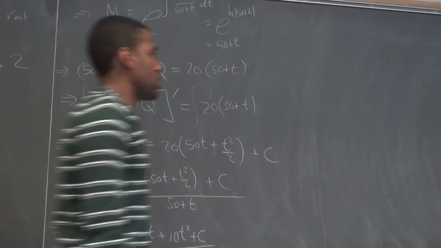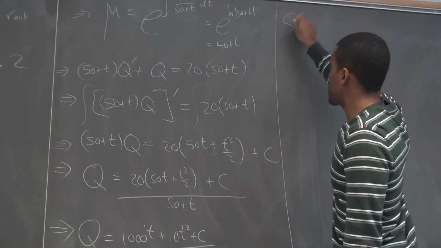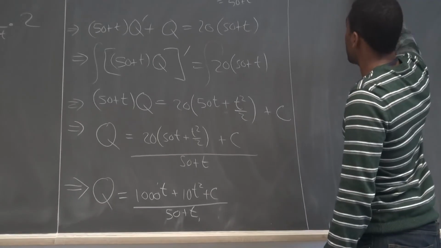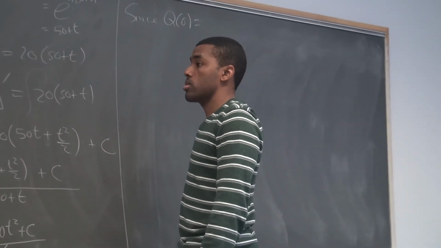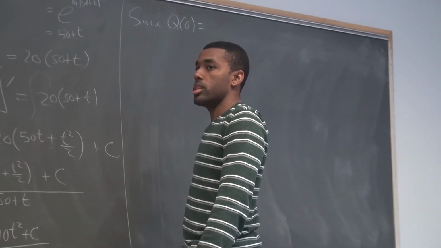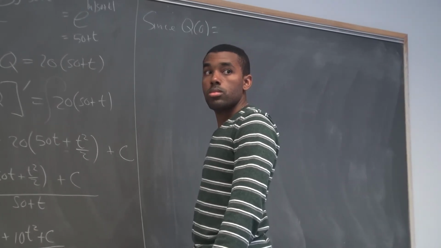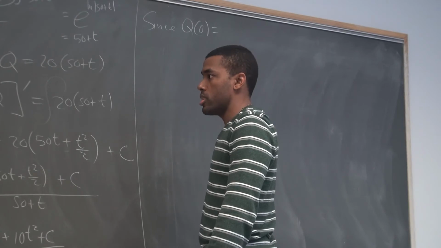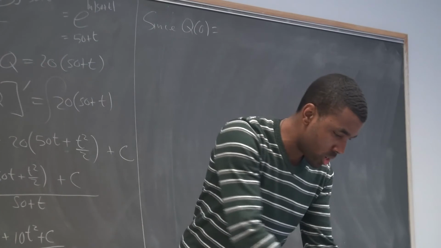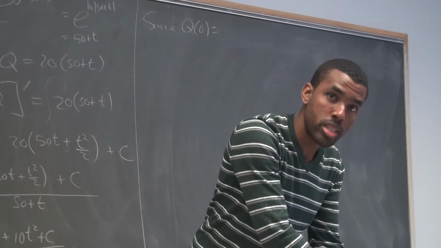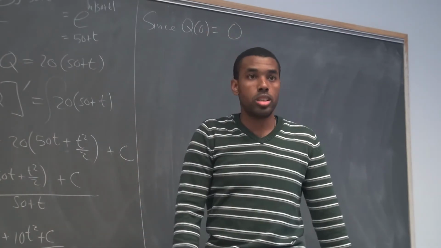How do I find that c? I need the initial condition. What is the initial condition? Why would you think it's 0? It says initially the tank has fresh water, half full of pure water, which means there is no salt in the tank in the beginning, which means the initial condition is 0.